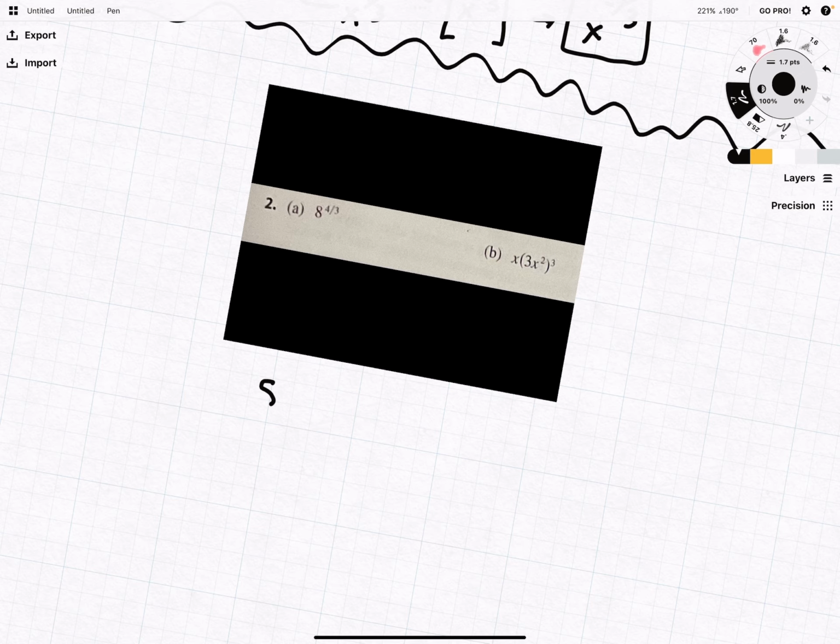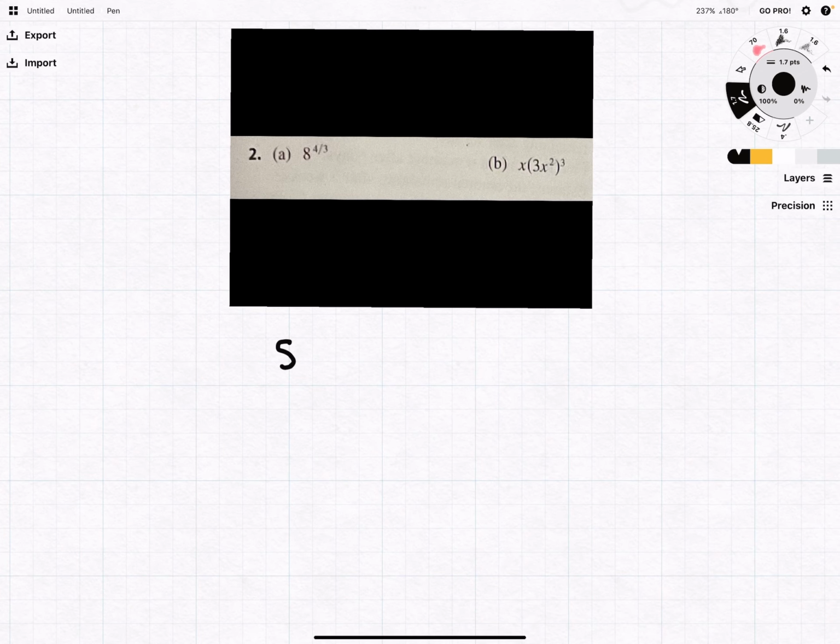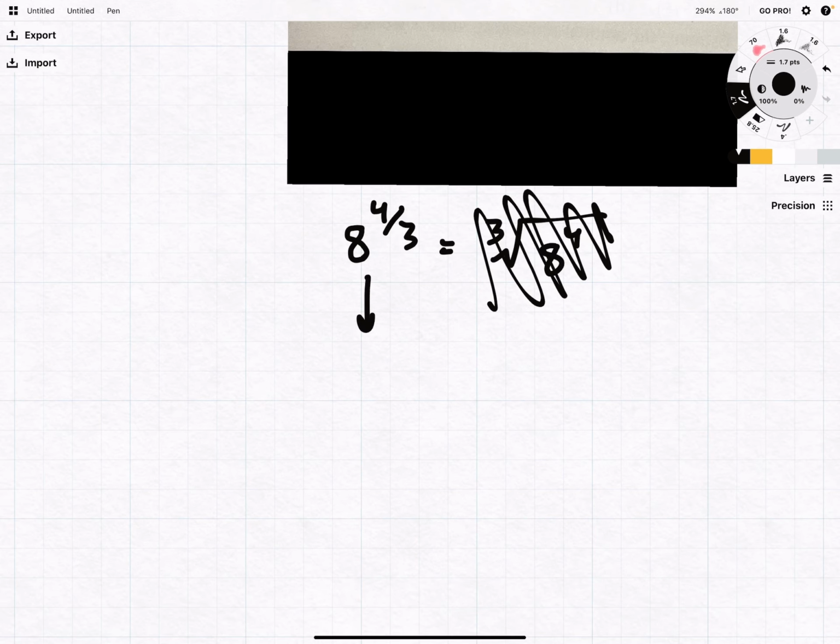We have 8 to the 4/3, which naturally would look like the cubed root of 8 to the 4th, and that's a little bit messy. So what's interesting is there's actually a way around that. So one thing that we can notice looking at 8 is that 8 actually has a cubed root itself. The cubed root of 8 is 2.